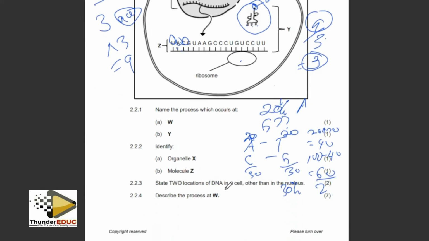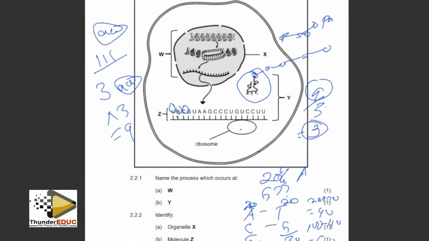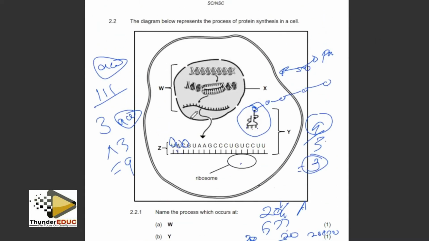State 2 locations of DNA in the cell other than the nucleus. So you have to talk about number 1, mitochondria, and number 2, chloroplast. Yes, mitochondria and chloroplast. Describe process W. We don't have any other process occurring in the nucleus except transcription. So you have to describe transcription.